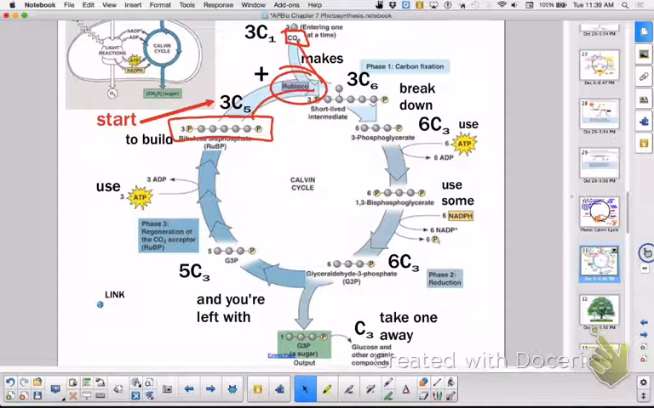5C3. Use some ATP to build 3C5 plus 3C1 makes 3C6. Break down to 6C3. Breathe. Use some ATP. Use some reduced NADP on your 6C3. Take one away, glucose. And you're left with 5C3. Use some ATP to build 3C5. Stop.